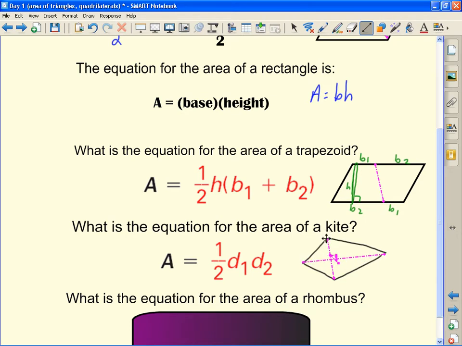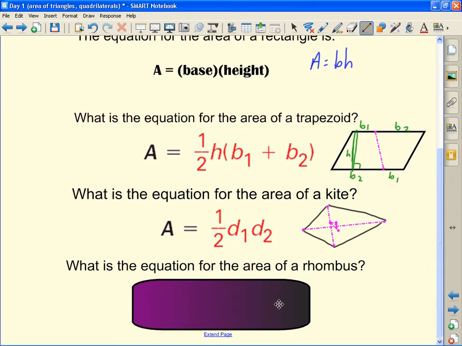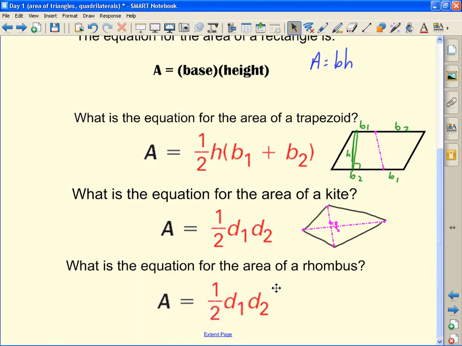If all else fails for a kite, you could go ahead and find the area of each one of these little triangles, add them up, and you'd still have the area of the kite. And then a rhombus is the same deal as the kite. It's just that all the sides are the same, so it's the diagonal times the diagonal, cut in half.